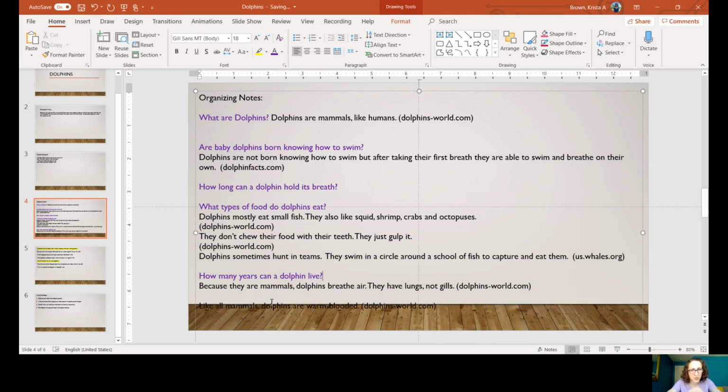Because they are mammals, dolphins breathe air. They have lungs and not gills. Well, that's completely connected to this one up here. So that goes under what are dolphins?